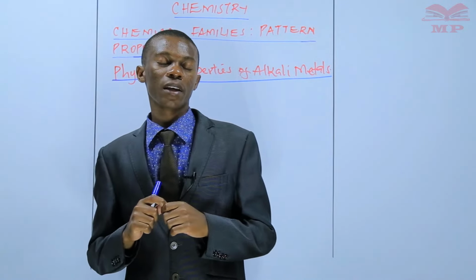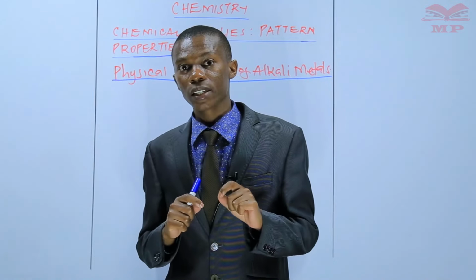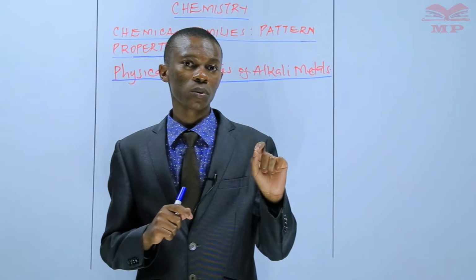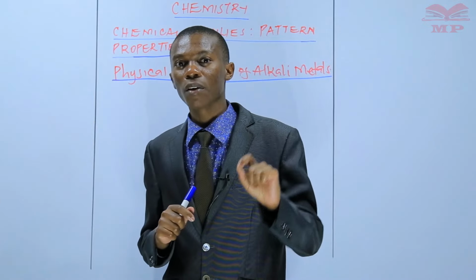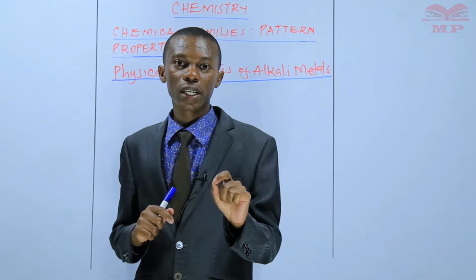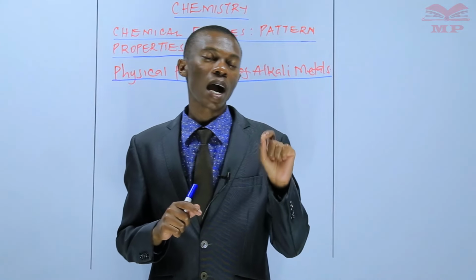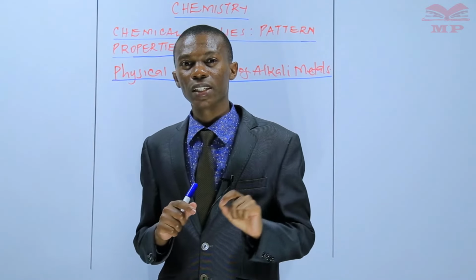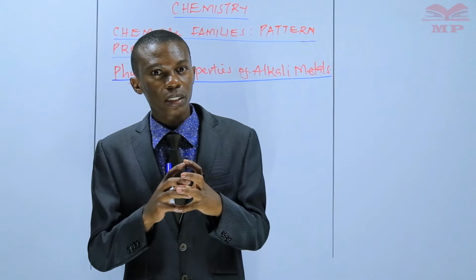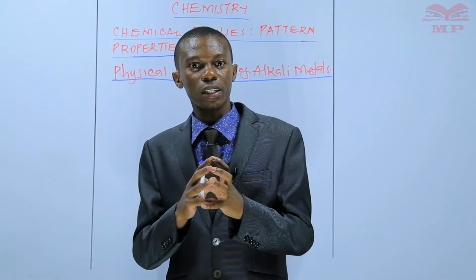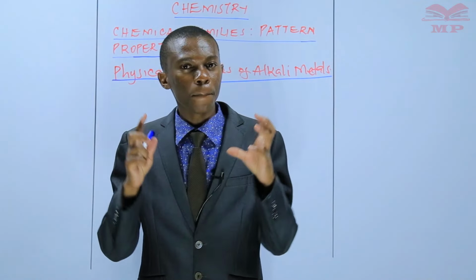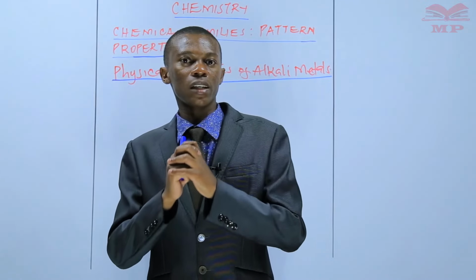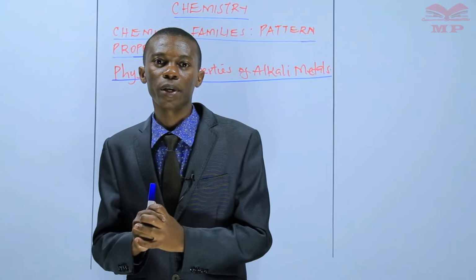And the last thing we discussed in that previous lesson was the comparison between atomic and ionic radius. We said that the atomic radius is always larger than the ionic radius. The reason we gave was that alkali metals form ions by losing one electron from their outermost energy level. Once they lose that electron, the effective nuclear charge on the remaining electrons increases, and therefore they are pulled much closer to the nucleus. That's why the ionic radius is smaller compared to the atomic radius.